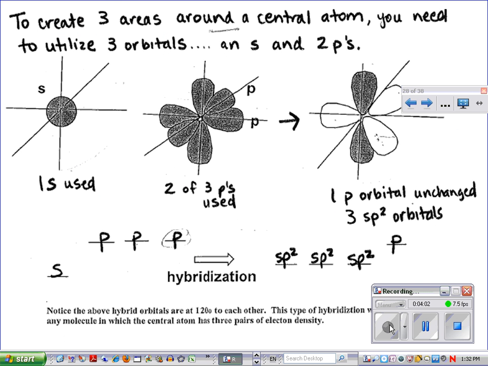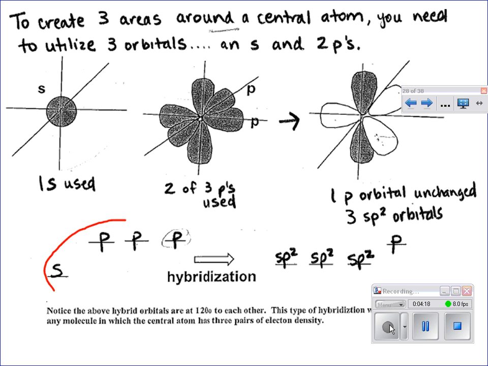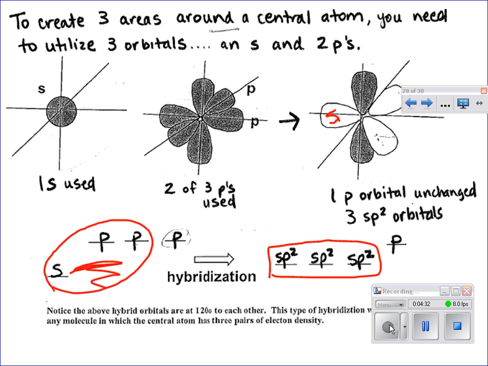So now when we move on to 3 areas, things get a little bit exciting. When we are creating a situation where we need 3 areas, 3 bonding, or 3 any areas around the central atom, we're going to utilize 3 orbitals. What 3 are we going to utilize? S and P and P. So we throw all these in a pot together, mix them up, and we get 3 brand new orbitals, each called sp2. Here are the 3 orbitals, sp2, sp2, sp2.